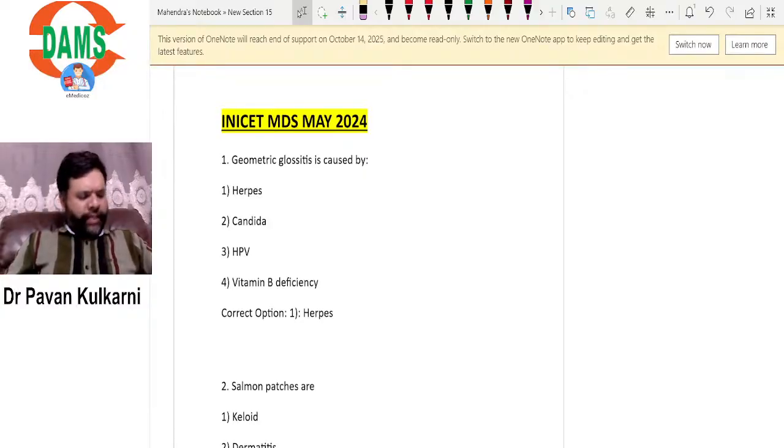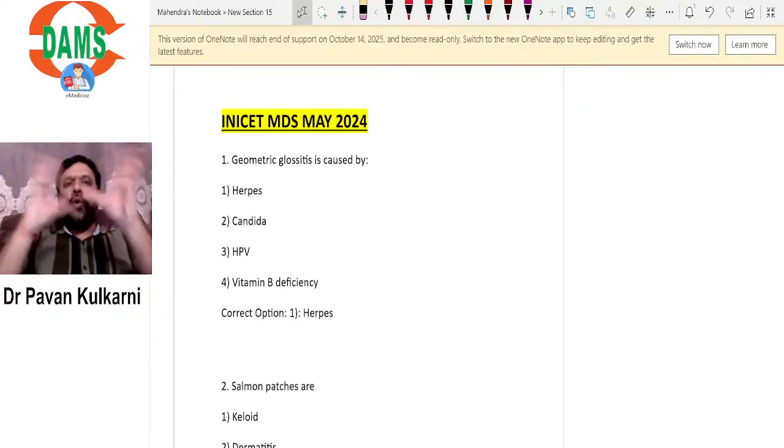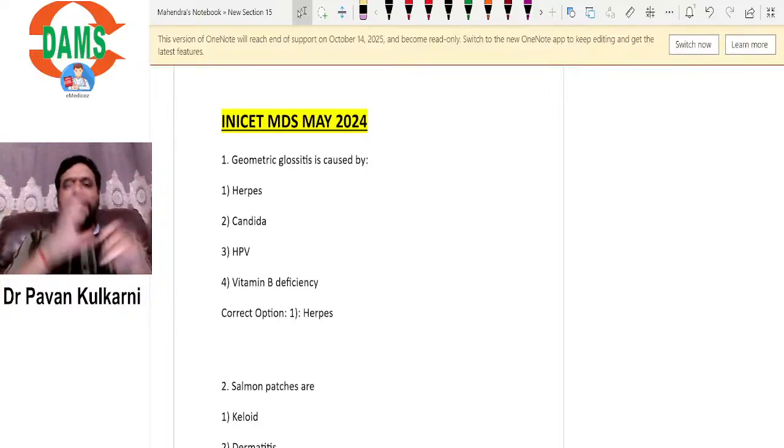Basically, glossitis means inflammation of tongue. All of us know that occurs because of depapillation. Geometric glossitis means in certain areas of the tongue there will be depapillation. It looks like a map, how a globe or a map will be. Same way, certain areas of the tongue will have depapillation. That is called geometric glossitis.